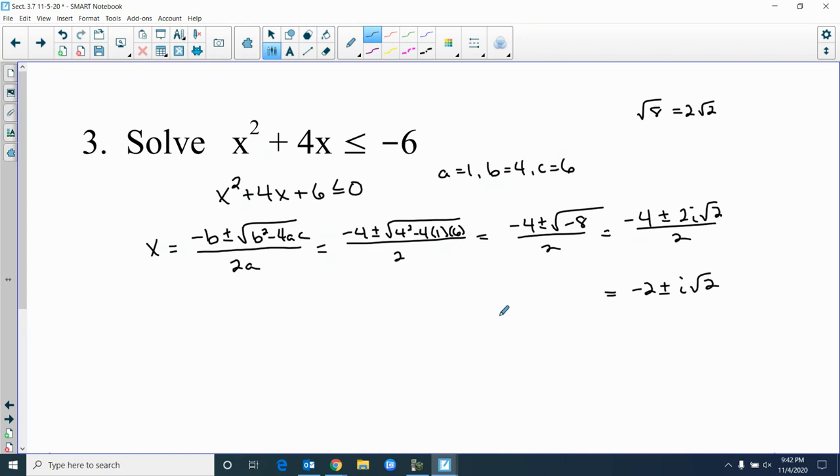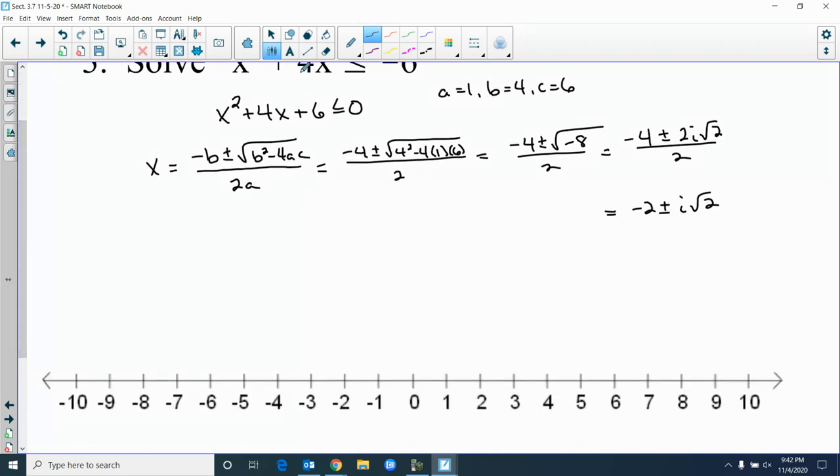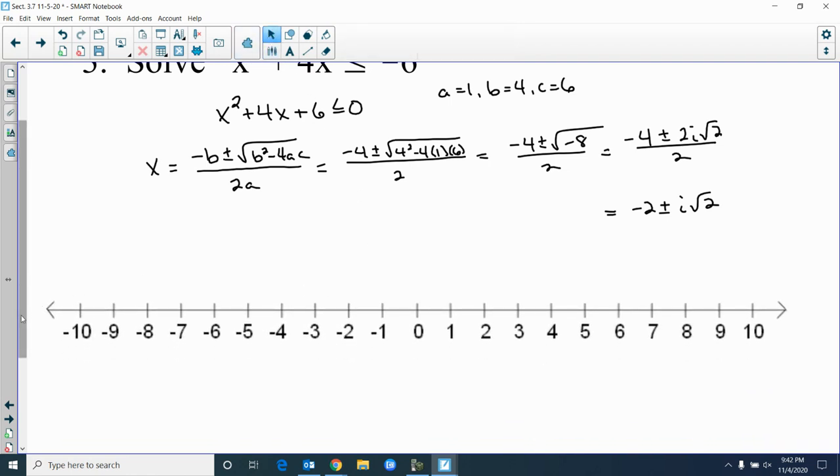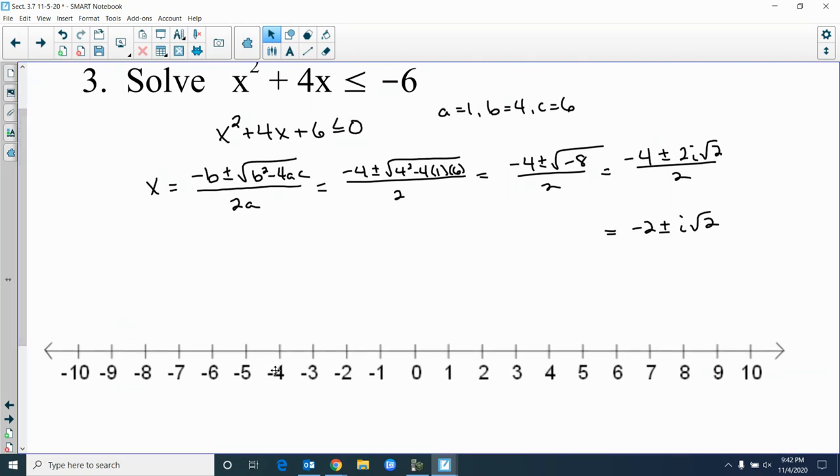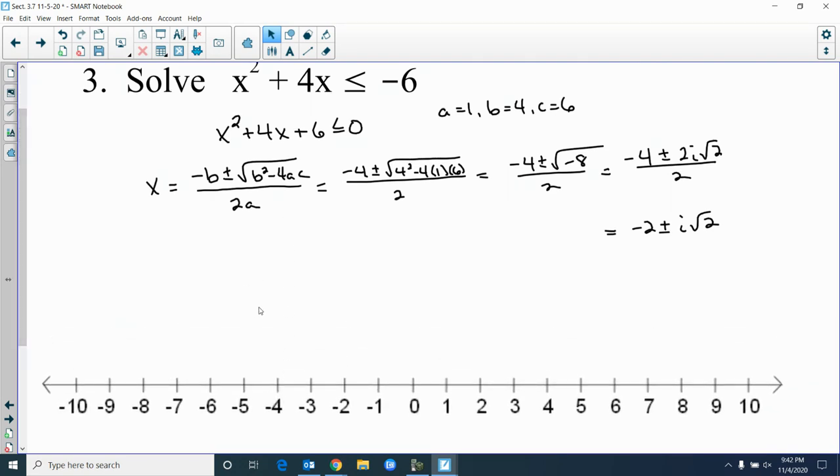Well, I really didn't need to keep going if you recognize something here. We got complex answers for our zeros. That means they don't exist on the real number system. That means it doesn't hit the x-axis. Well, if that's the case, then it has to be one of two things. If it can't hit the x-axis, it needs to be above it or below it.